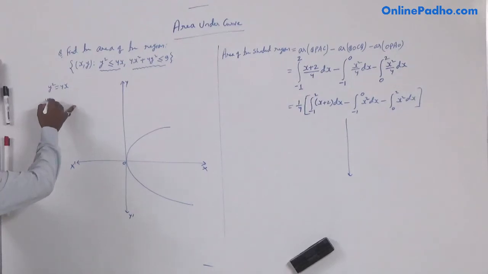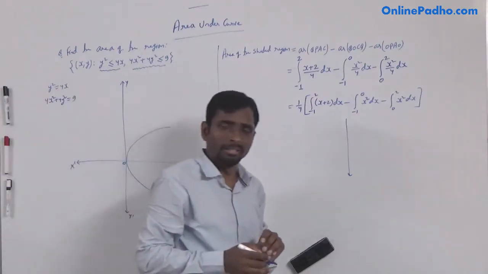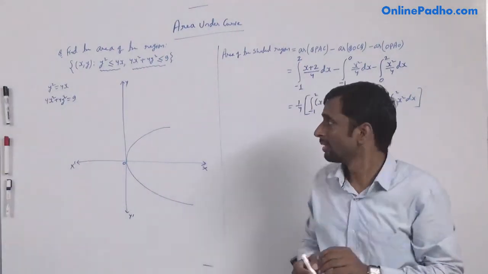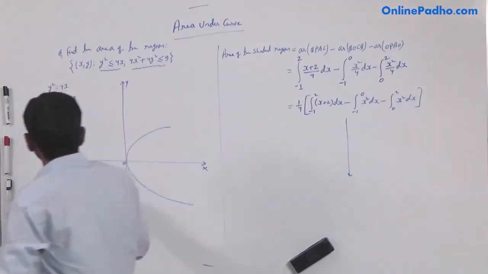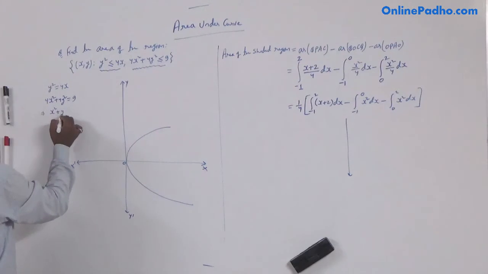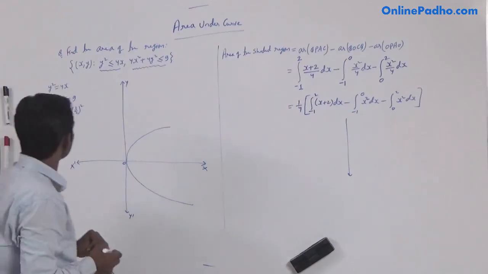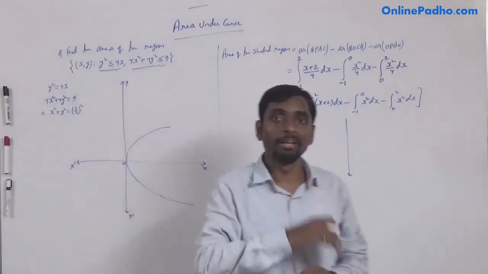What is this 4x square plus 4y square equal to 9? Is it an ellipse? Is it a circle? Is it a hyperbola? If you take 4 common on the left hand side and divide by 4 on the right hand side, you will get x square plus y square equal to 9 by 4, that is 3 by 2 whole square. Yes, very simple. It is a circle.